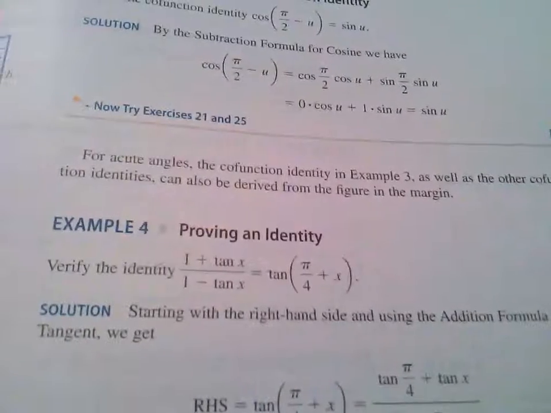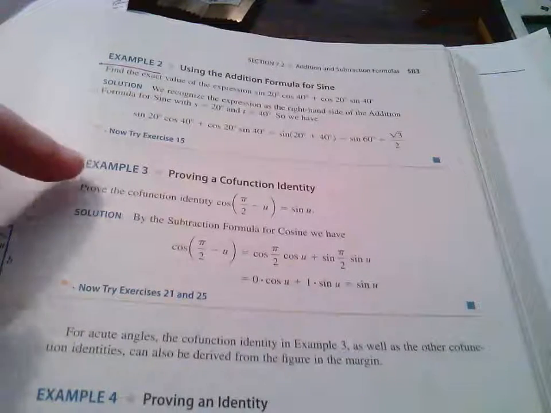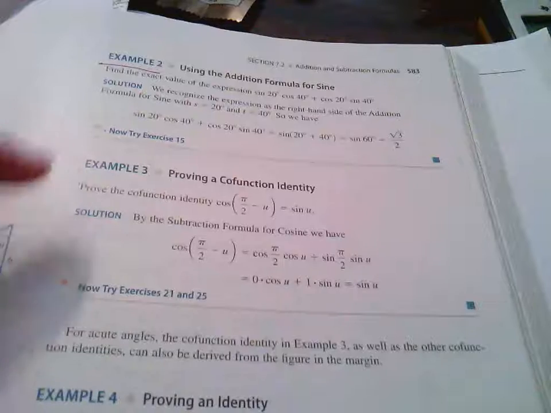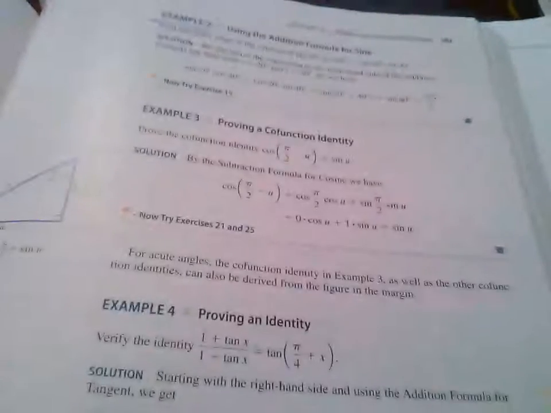If you're following along in your textbook, we were just doing example 1 on page 582, and I want to mention a few things we're not going to do because I know that some of you are worried about that. We are not going to do ones like example 3 where we prove a cofunction identity. We are not going to do one like example 4 where we prove an identity, and we are not going to do an example from calculus.